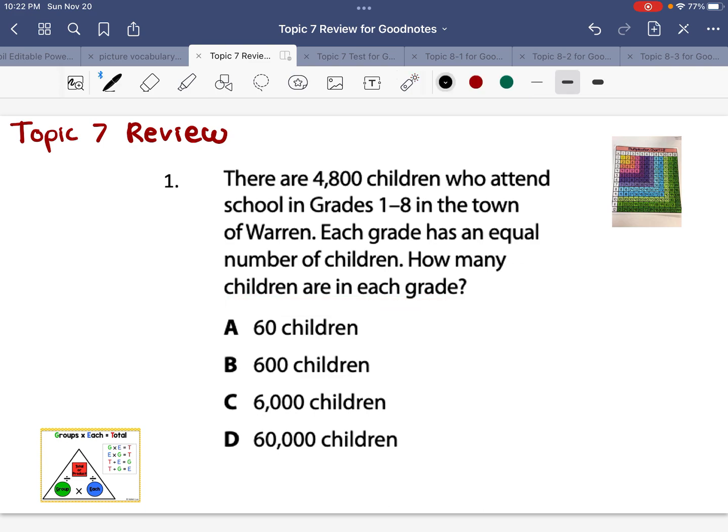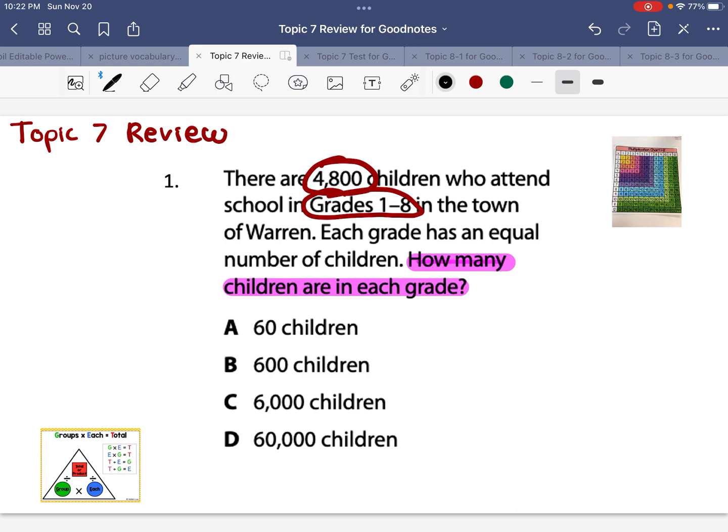Okay, so I'm going to do my cubes. I always start with my cubes. So I circle my important numbers, 4,800. I have grades 1 through 8. Okay. Now I'm going to underline my question. Let me make this bigger. How many children are in each grade?